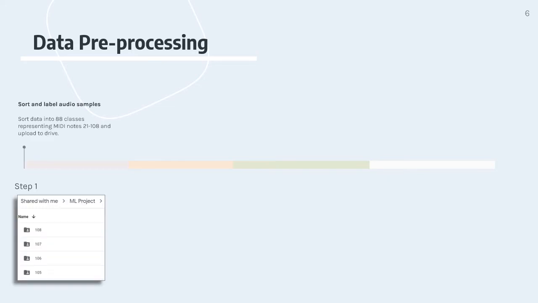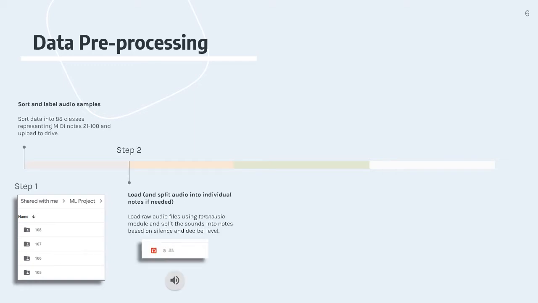Once we had our data, it was time to pre-process. We had to take all of our data and split it into its 88 classes, which represented the pitch, and label these audio samples. Once we upload to our shared drive, we load into a dataset using the Torch audio module, and also included a function that allowed us to split any audio clip by its note, using the length of silence and the decibel level.